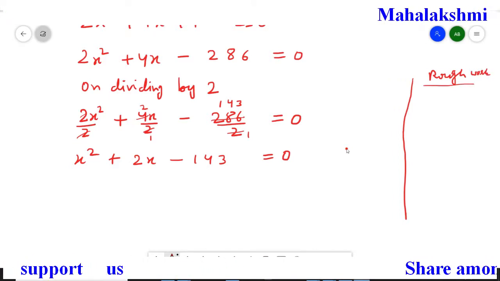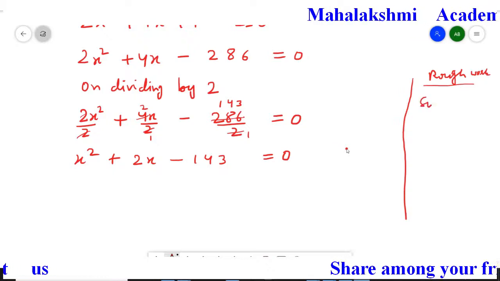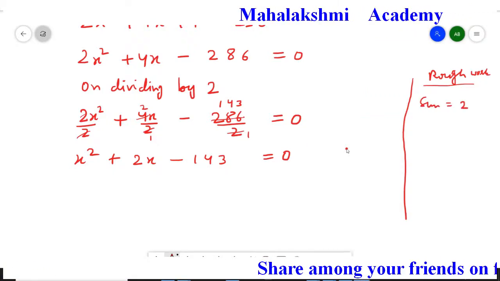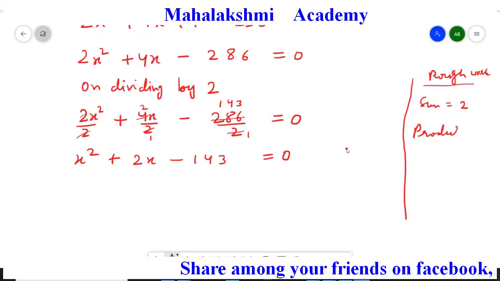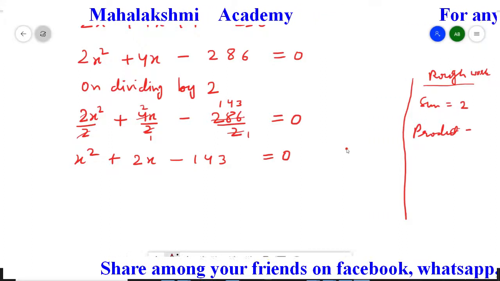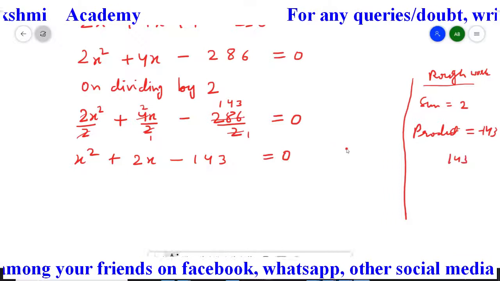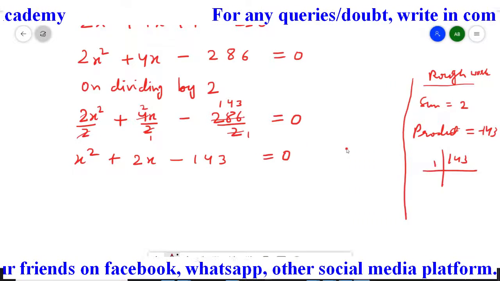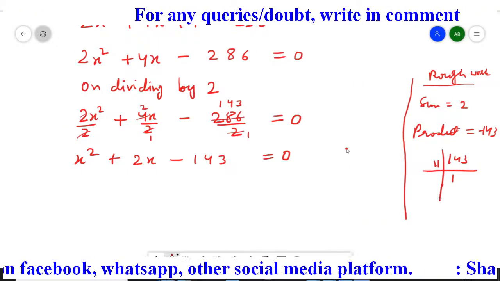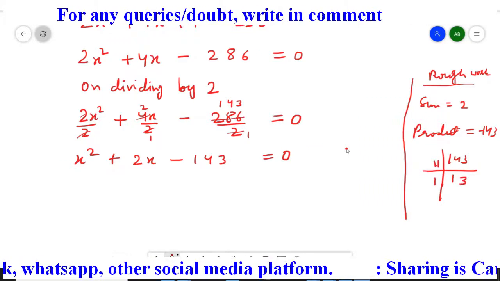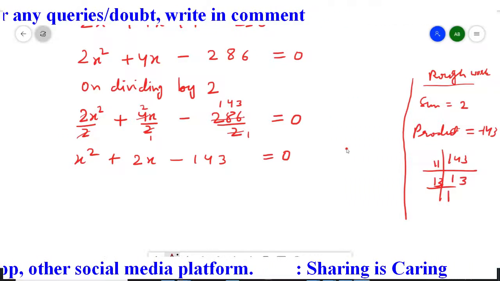In rough work, first the sum of zeros is 2 and the product of zeros is minus 143. So this 143 we factorize. By 11 I am factorizing, 11 1s are 11, then 11 13s are 143, so 13 and 11 we obtained here.